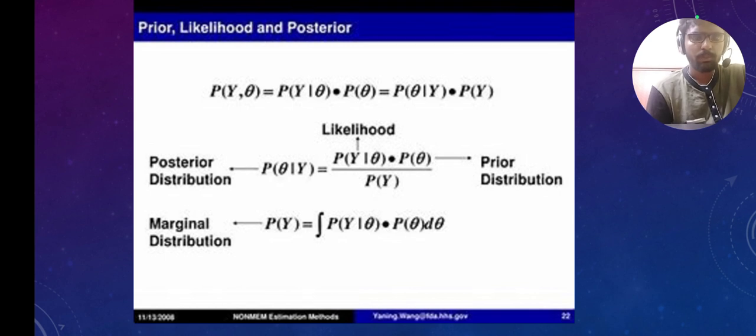So P(theta | y) is equal to P(y | theta) times P(theta) divided by P(y). Here P(theta | y), which is the conditional one, is the posterior distribution. P(y | theta) is the likelihood. P(theta) is the prior distribution. P(y) is equal to the integral of P(y | theta) times P(theta) d theta, which is the marginal distribution.